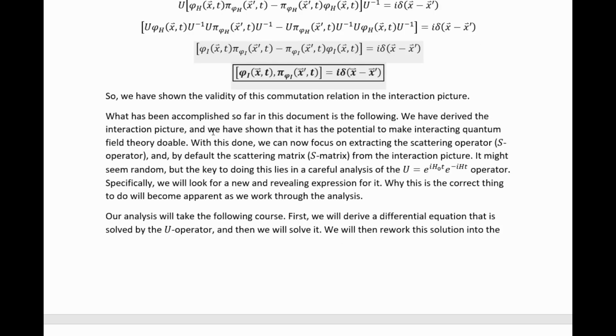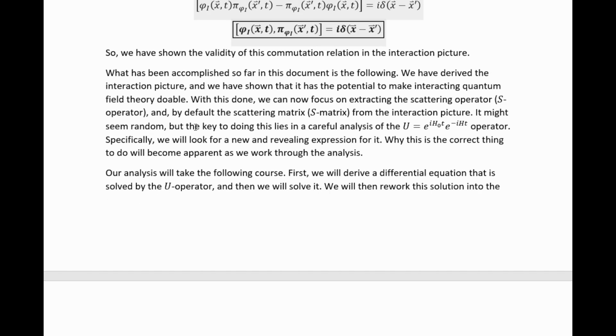So now let's review a little bit. I realize this is a lot to keep track of. What has been accomplished so far in this document is the following. We have derived the interaction picture, and we have shown that it has the potential to make interacting quantum field theory doable. With this done, we can now focus on extracting the scattering operator, S operator, and by default the scattering matrix, S matrix, from the interaction picture.